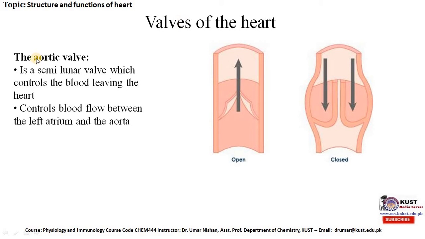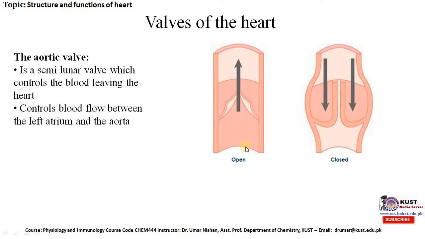Now, the next valve of the heart is the aortic valve. The aortic valve is a semilunar valve which controls the blood leaving the heart. It controls blood flow between the left ventricle and the aorta. This is how it looks when it is open, and this is how it looks when it is closed. So these are the two.